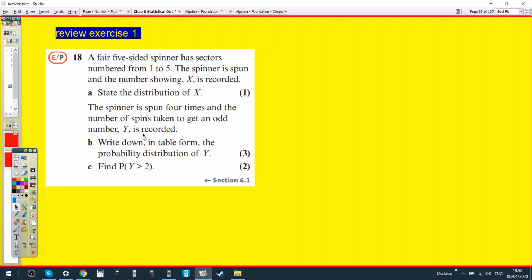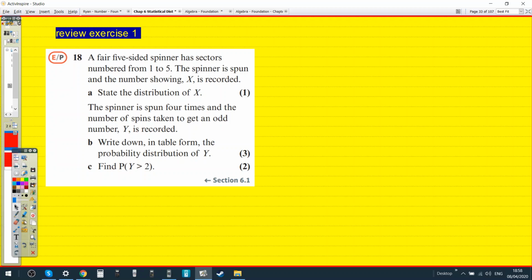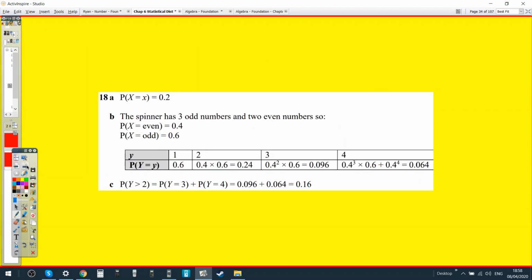Fair spinner, four spins, make a table. Oh, hang on, state the distribution of x. What is this one? Discrete uniform. Yep, discrete uniform. I'm going to just stick distribution at the end. Do you have to say that? That's what it said the last time. Okay. The spinner is spun 4 times. The number of spins, odd number is recorded. Make a table. Okay.